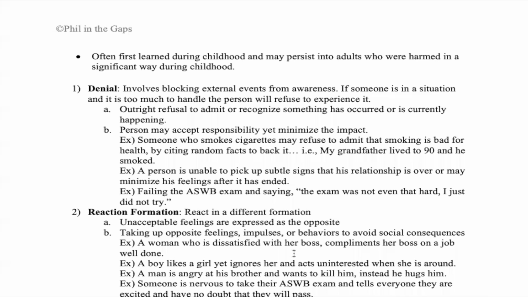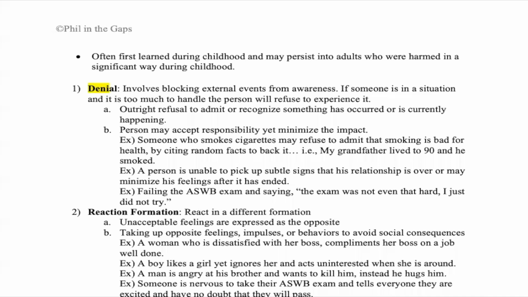So the first one up to bat is going to be denial. Key emphasis on deny, because this is where somebody is going to outright deny that something is true, or they are going to not take the consequences or assign blame to themselves. Stated in a different way, it involves blocking external events from their awareness. Because if you're not thinking about something, you're just going to deny that it actually exists, out of sight, out of mind. So if somebody is in a situation and it is too much for them to handle, they will refuse to experience it or just entirely check out from that situation.